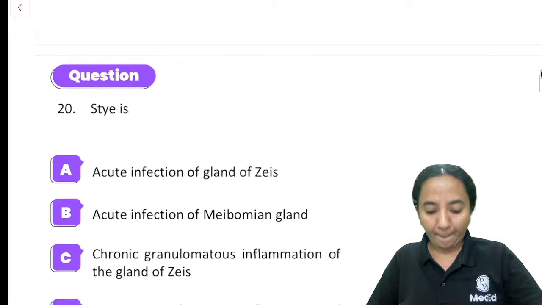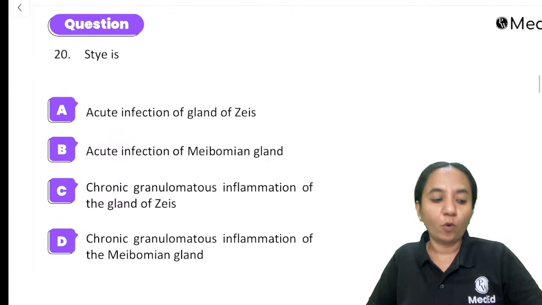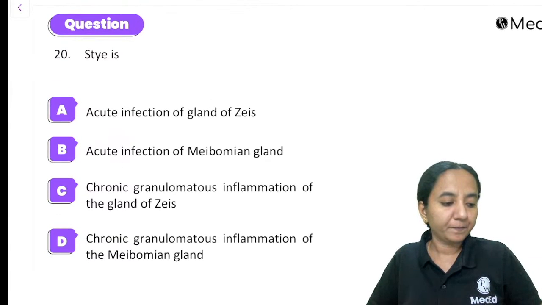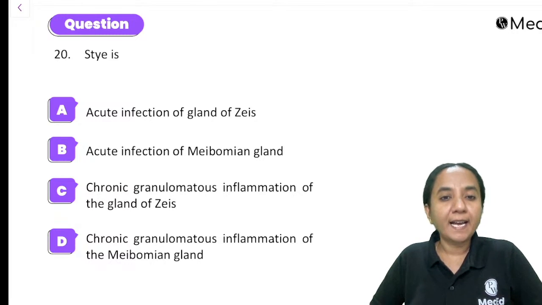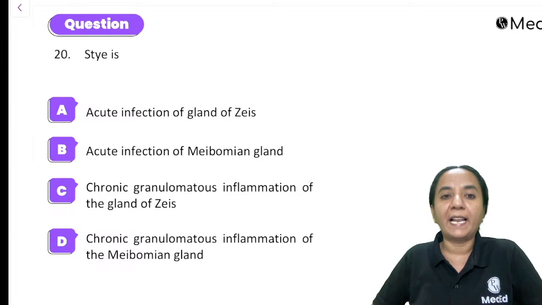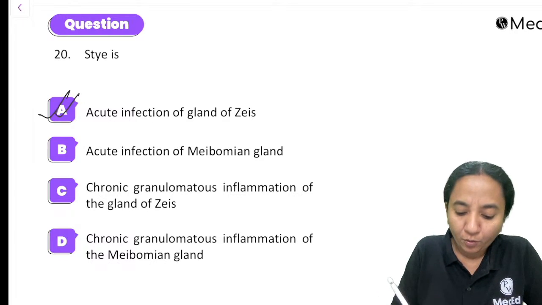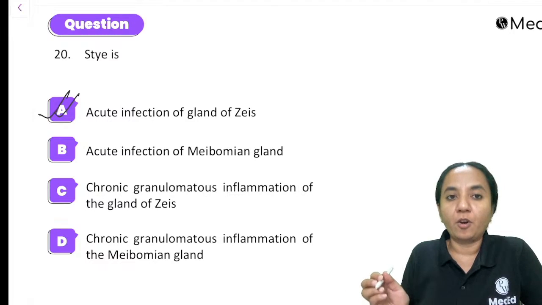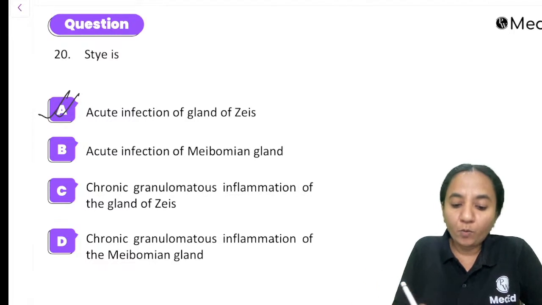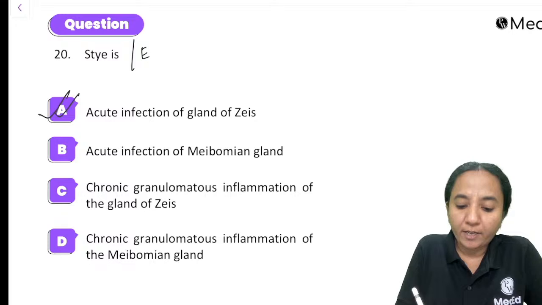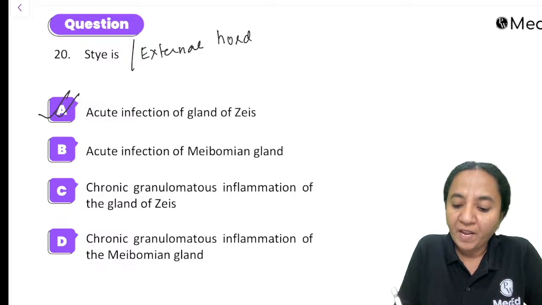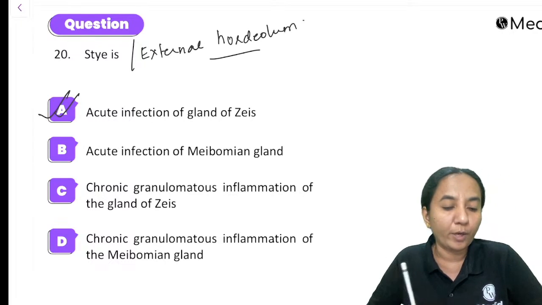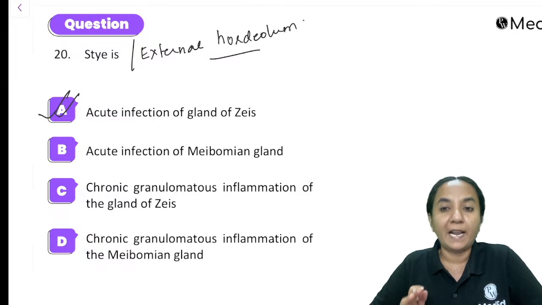Next question. What is a stye? Yes, a stye is an acute suppurative infection of the gland of Zeiss. Now, the other name for stye is external hordeolum. So, instead of giving stye, they can also give us external hordeolum in the question. So, stye or external hordeolum, this is an acute infection of the gland of Zeiss.